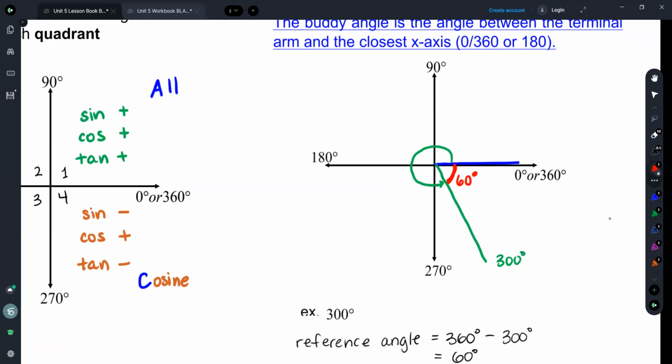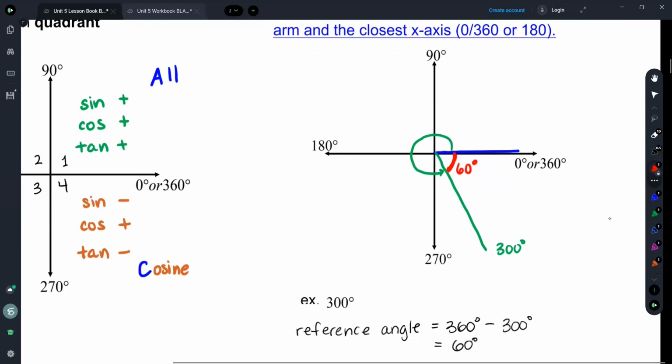I'm going to show you how we'll put this all together in a single question, but we needed all this base information first.